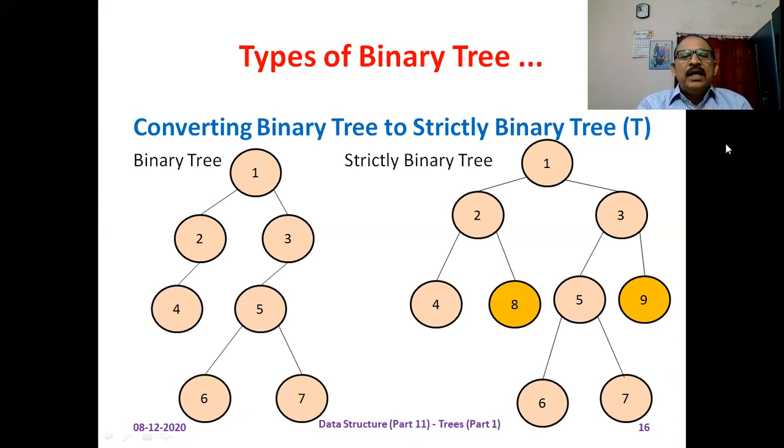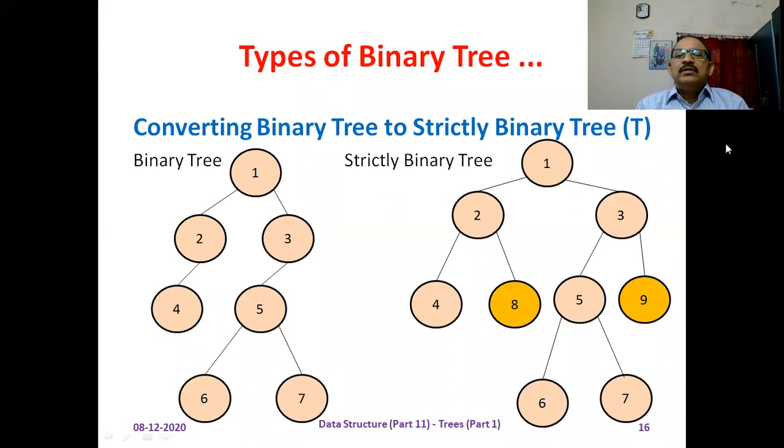Now node 3 has only one child. Therefore, add one additional node to node 3 as a child node. Okay. Now we have added a node 9 as a child node to node 3. This way we can convert a binary tree into a strictly binary tree.